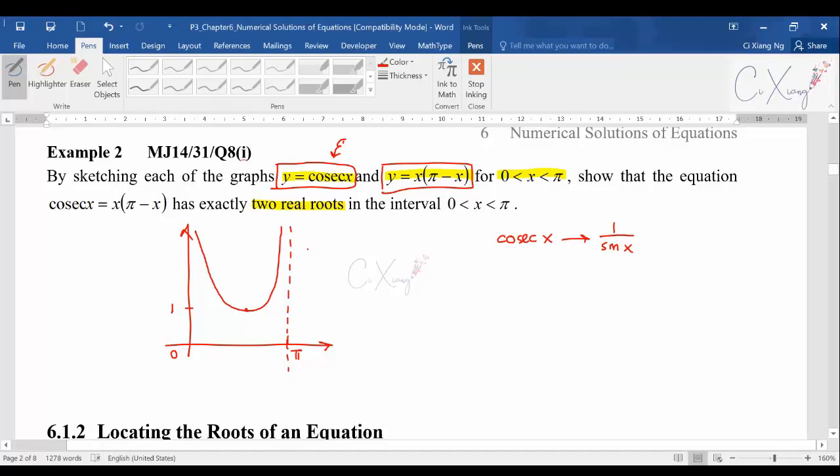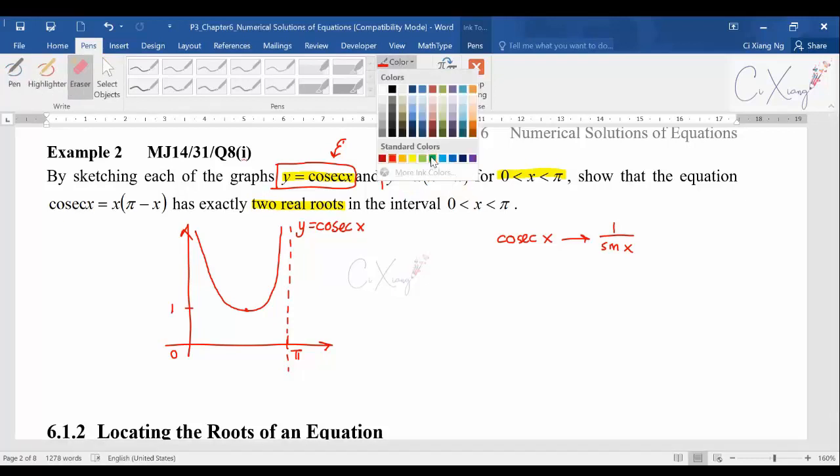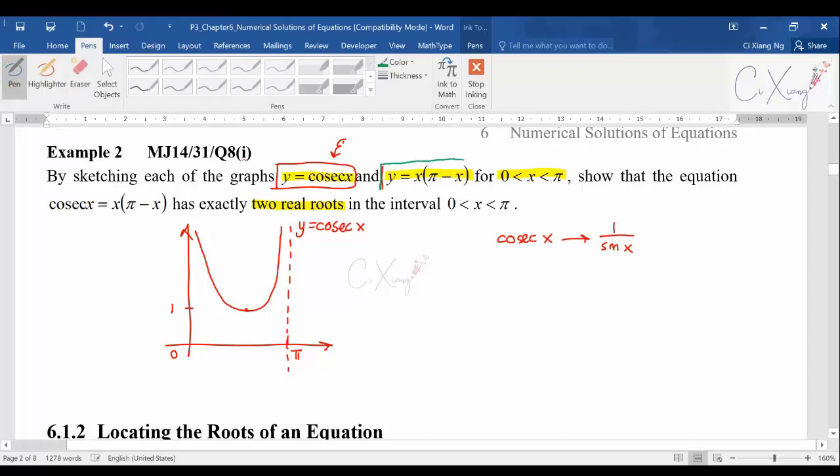Alright, so maybe I just label it out. It is y equals cosecant x. Alright, the second graph that I want to draw now is y equals x bracket pi minus x.